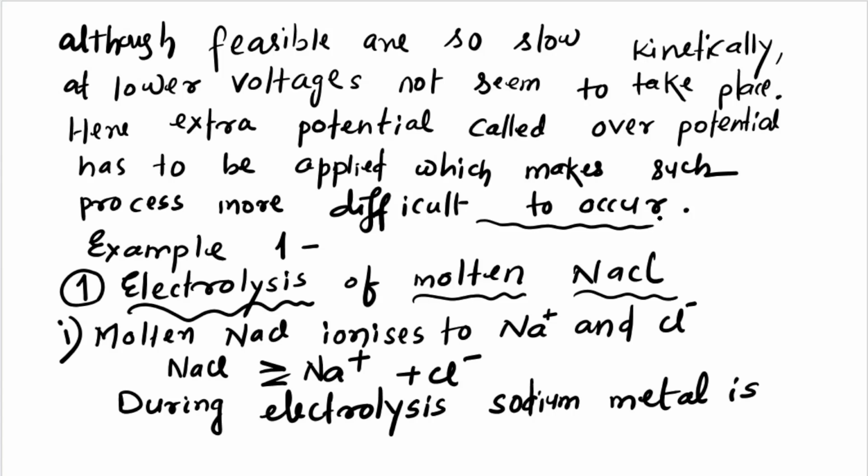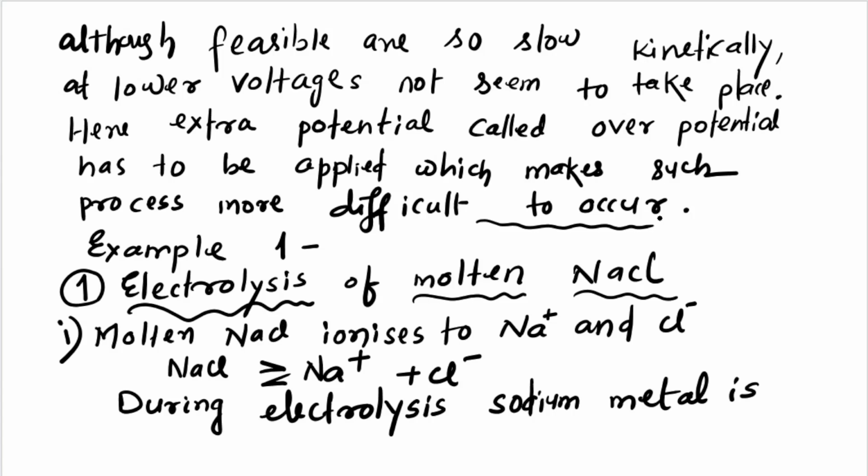First example, electrolysis of sodium chloride. Sodium chloride is an ionic compound, easily ionizable by the passing of electricity. So NaCl is ionized. There are two conditions: one is molten sodium chloride, another is aqueous. Electrolysis of sodium chloride involves breaking of sodium chloride into ions.